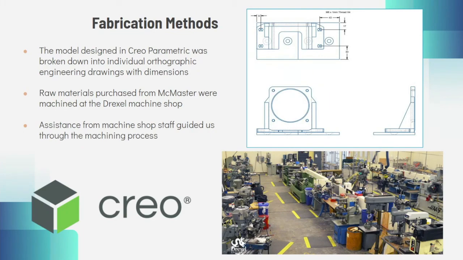For fabrication methods, parts taken from Creo Parametric were made into orthogonal dimensional sketches to be used at the machine shop. All raw materials purchased from McMaster were machined at the Drexel machine shop. The guidance of the machine shop staff was also very useful during the manufacturing stage.